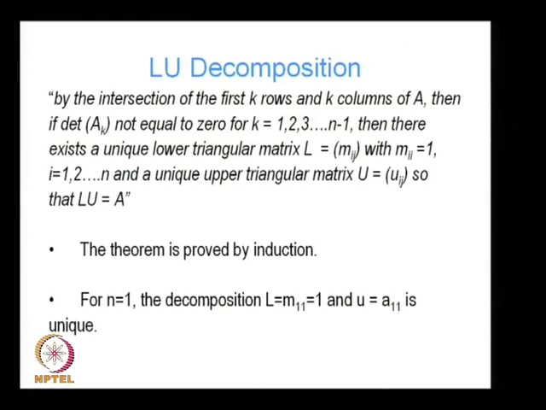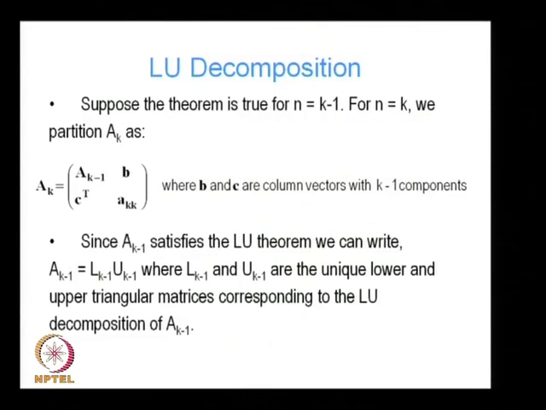Suppose the matrix is of size 1, which is basically a scalar. In that case, the decomposition is obvious, because we have assumed that the diagonal elements of the lower triangular matrix L are 1. So, it is obvious that the upper triangular matrix is now just A11, and obviously this decomposition is unique.